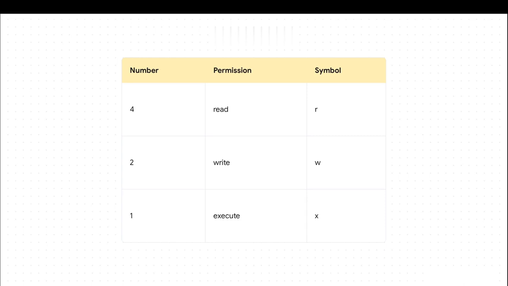Need read and write access? Okay, that's 4 plus 2, that's 6. Want to give full access? That's 4 plus 2 plus 1, which equals 7. Simple, right? Total control with a little bit of addition.